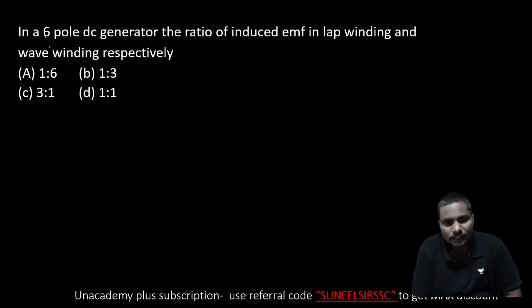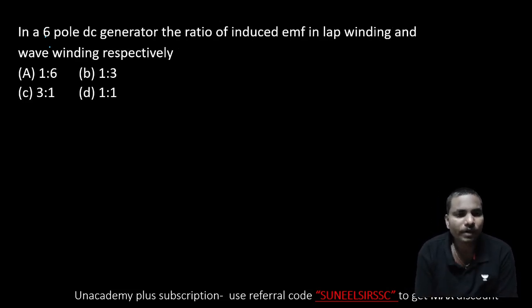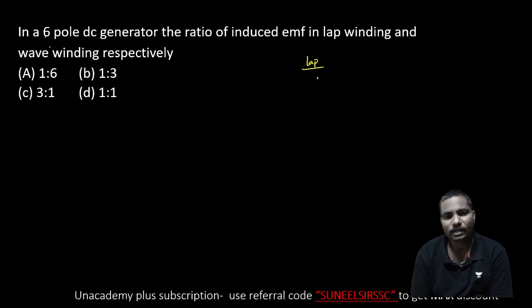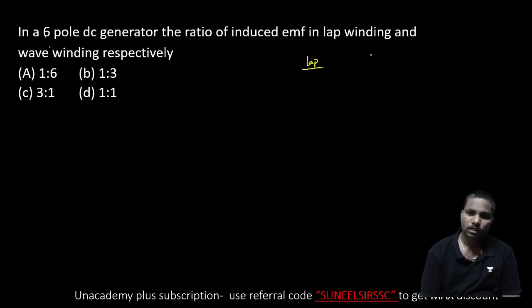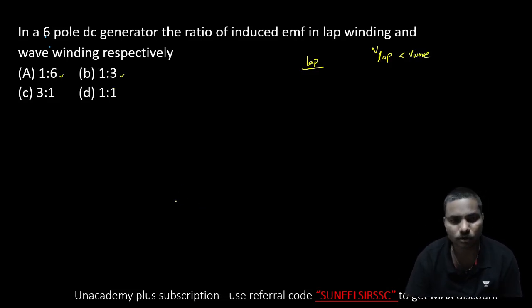In a 6-pole DC generator, the ratio of induced EMF in lap winding and wave winding. Generally we know very well, in case of lap winding, the voltage is always somewhat less. Lap winding is used for low voltage and wave winding is used for high voltage, correct? So always the voltage in case of lap is less than in case of wave. We have to check whether any options satisfy this. Here two options are there. If only one answer is satisfied, directly you can give the answer.